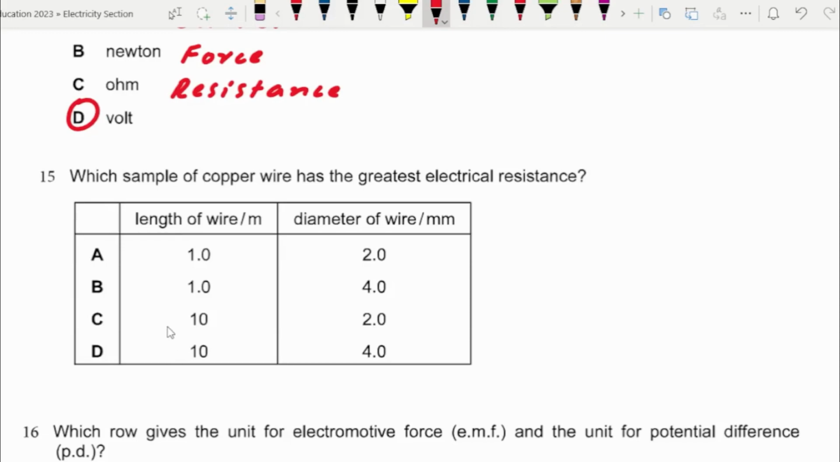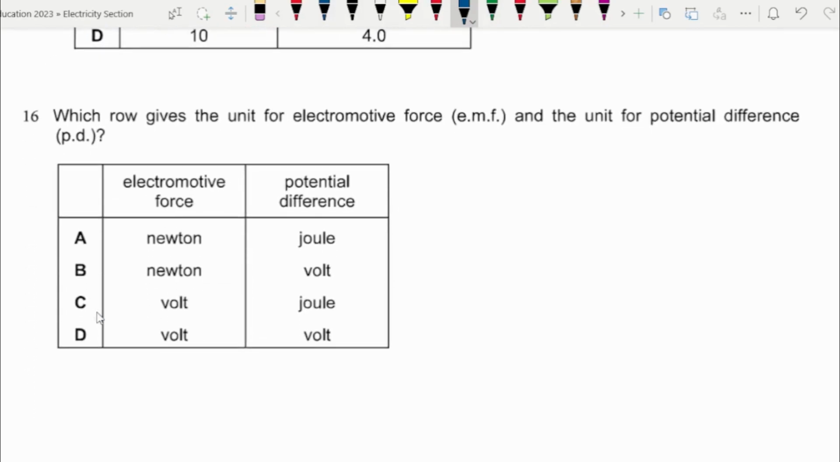Which sample of copper wire has the greatest electrical resistance? So we need to choose from the longer wires. So we need to choose from C and D. Now from C and D, they have the same length, but the greater resistance would be for the small diameter. So it would be option C, because a small diameter is just like a narrow road, and the traffic would be so congested, so there would be a lot of resistance. The same analogy can be used here.